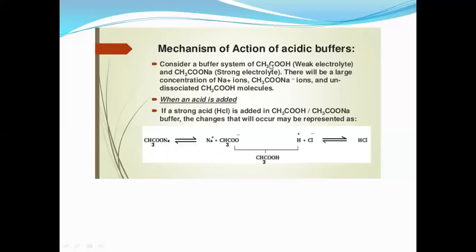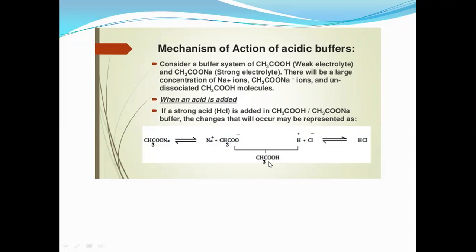So this is the salt, sodium acetate, and this is a weak acid, acetic acid. It is a reversible reaction, forming sodium and acetate ions. When HCl is added into this solution, it dissociates into chloride and hydrogen ions. The hydrogen ions again combine with the acetate ion, forming acetic acid, which has no effect on the net pH of the solution.